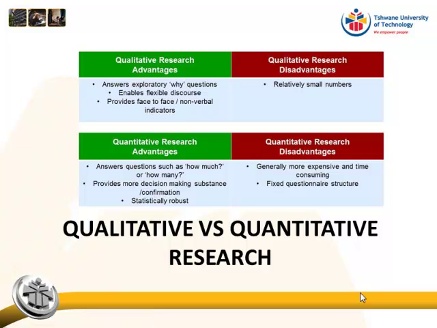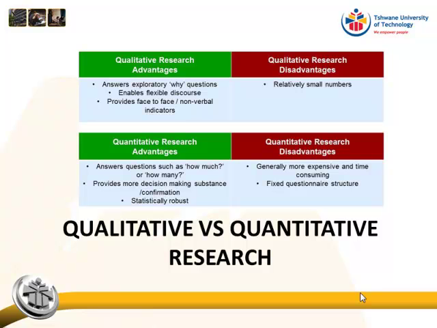So with quantitative research, the answers are how much or how many. It provides more decision-making substance or confirmation. Because if we can say that out of 48 million people in South Africa, 40 million people support the idea that women shouldn't be raped, then we have a strong support base behind us. And it is more statistically robust.